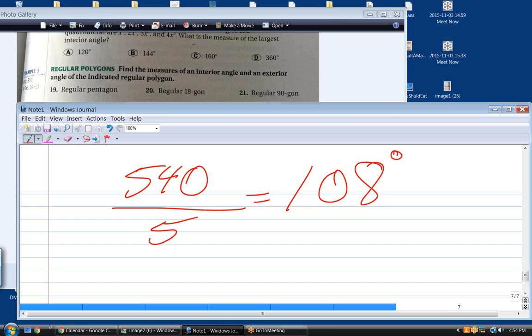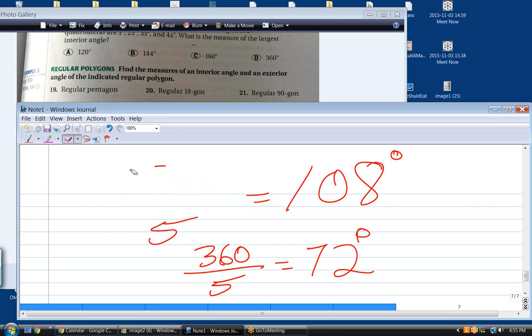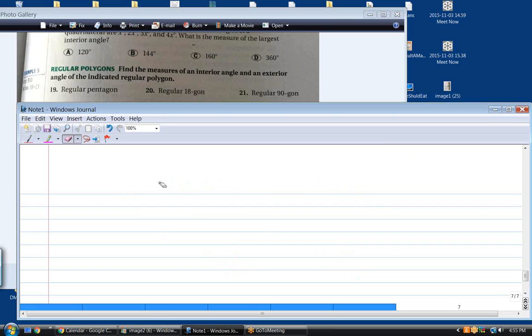What's the measure of an exterior angle? The exterior angle would be 360 divided by 5. Good. Which is 72 degrees. And that's all you really have to do here. How about an 18-gon? You might need your calculator, but it's all right.